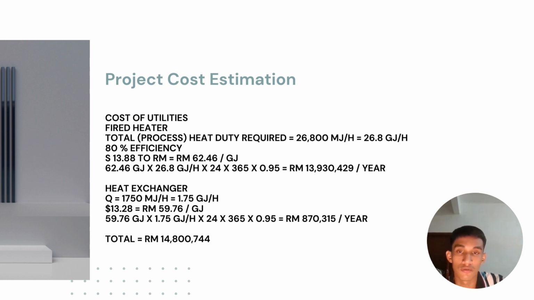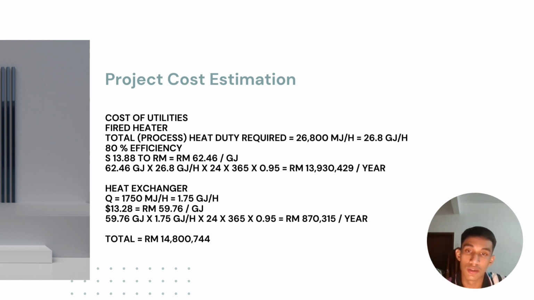Right, the next one is for the cost utilities. As I mentioned before, we will use two equipment, which is the fired heater and the heat exchanger. The fired heater requires 26.8 gigajoule power with 80% efficiency, and the price is around $13.88, and we will convert it to Indonesia, which is 62.46 per gigajoule, and then the price for 1 year is 30 million.